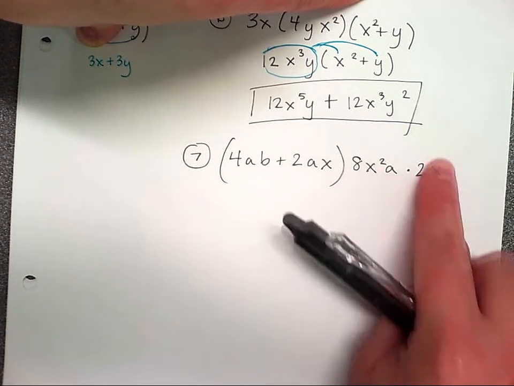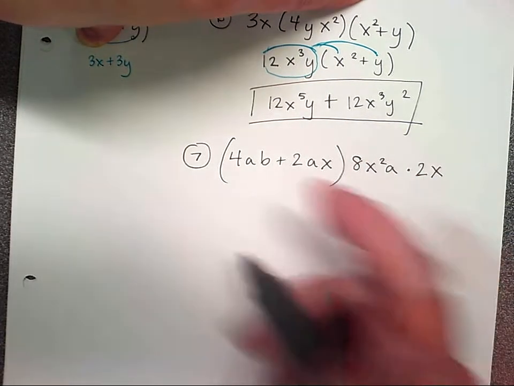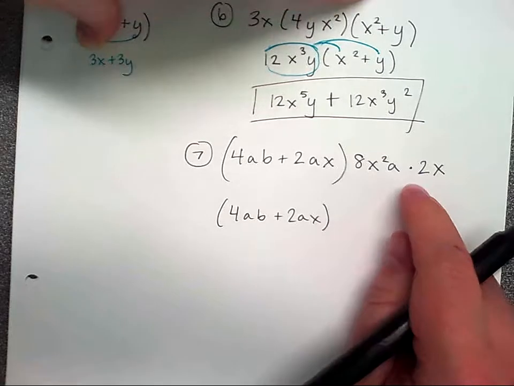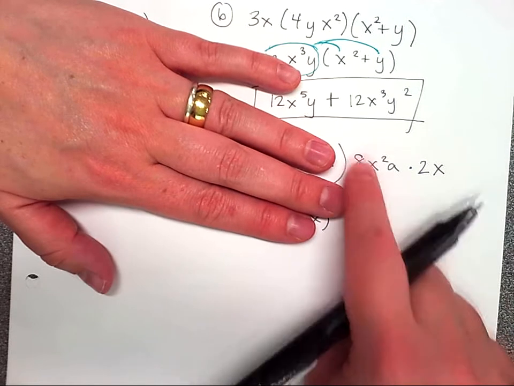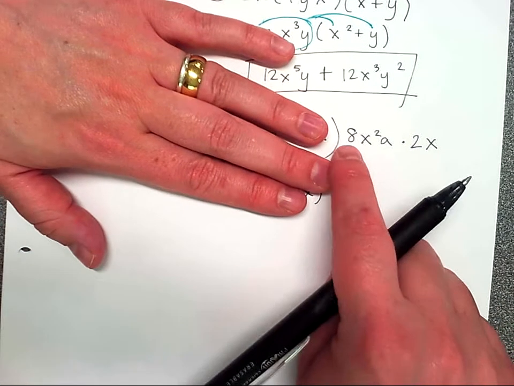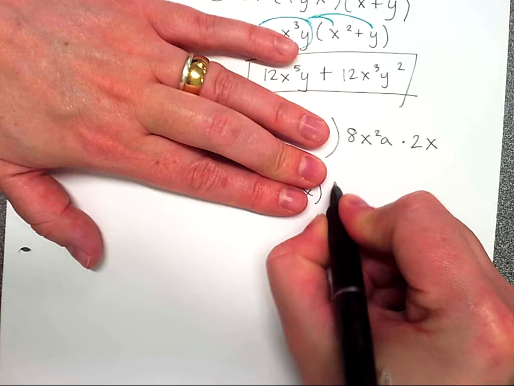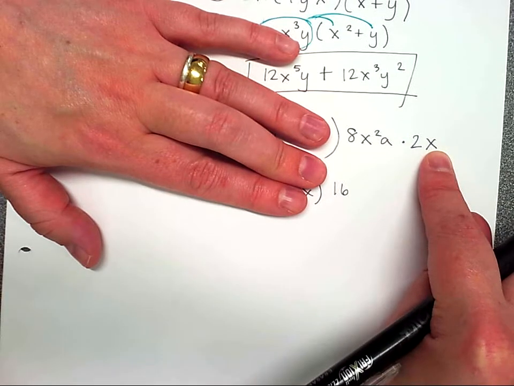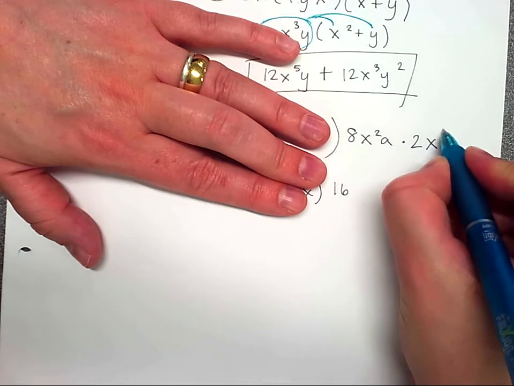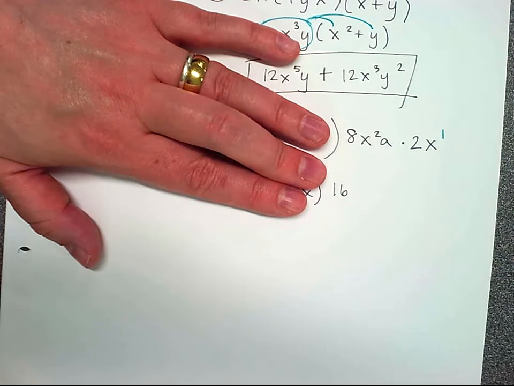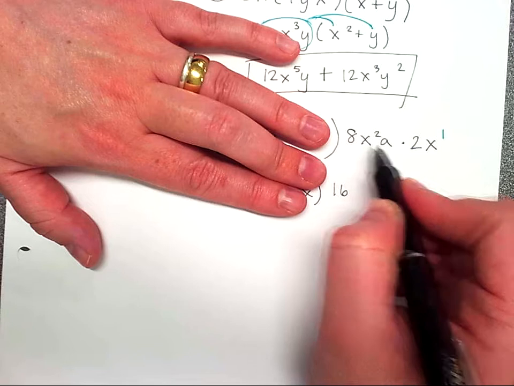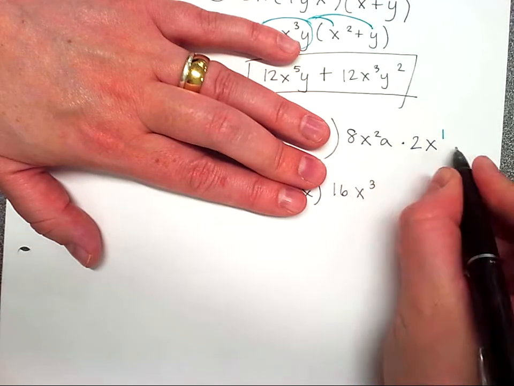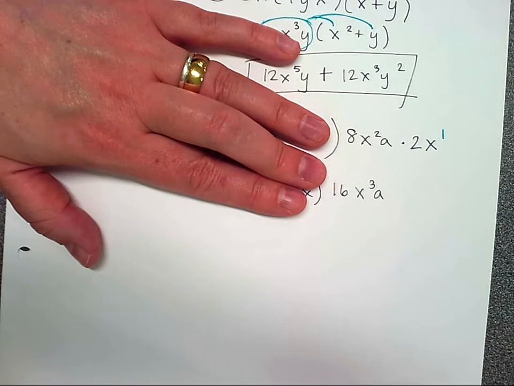Let's clean this up a little bit over here to the right. So 4ab plus 2ax. Now I'm going to clean this up. So what is 8 times 2? 16. X squared times x is x cubed. I'm adding those exponents, right? Here there's a little invisible 1. 2 plus 1 is 3. And that's because x squared is x times x, which ends up being x cubed. And then a is just a to the first, right?